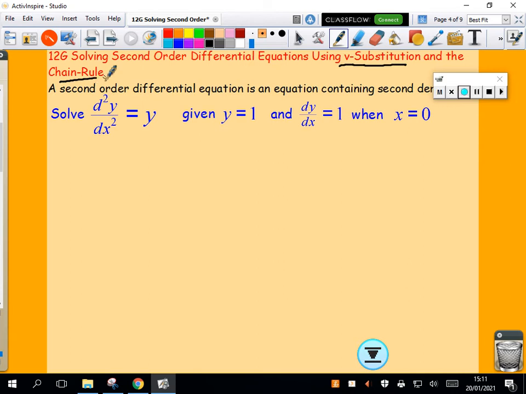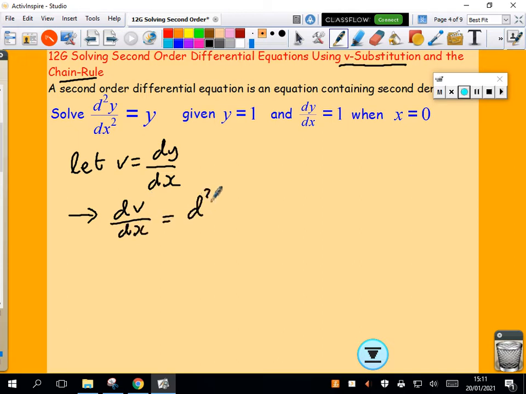So we're going to start. Let v equal dy/dx, and if v is equal to dy/dx, then taking a derivative with respect to x on both sides will give me dv/dx equals d²y/dx². Remember that dv/dx, now we have variables v and x and y, so I'm going to take that dv/dx and write it as dy/dx multiplied by something equals d²y/dx².